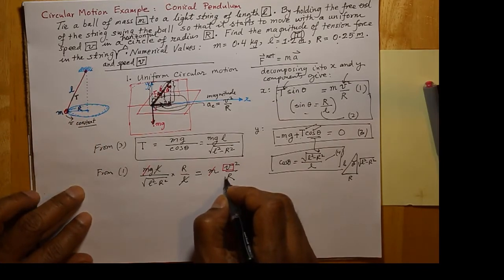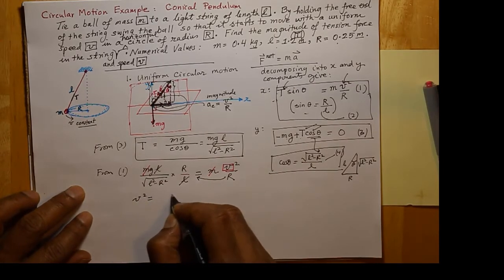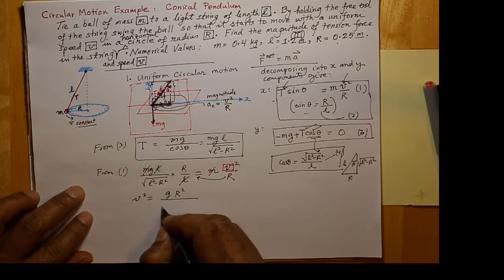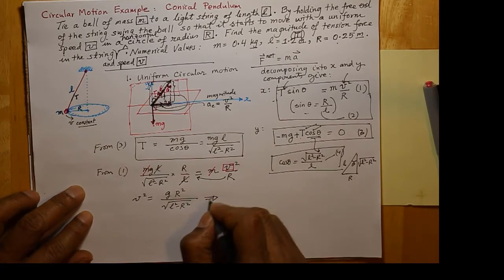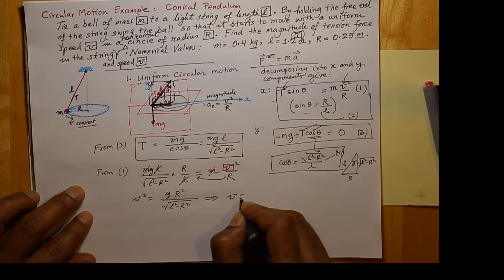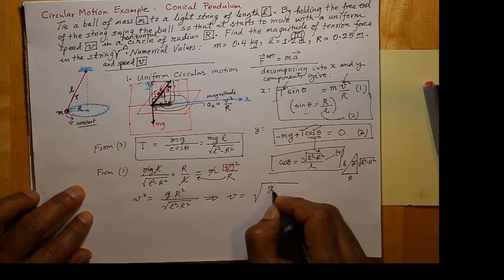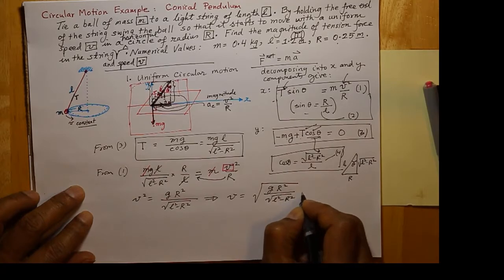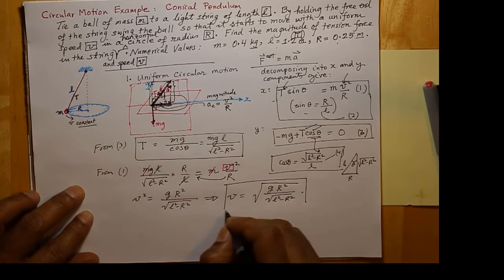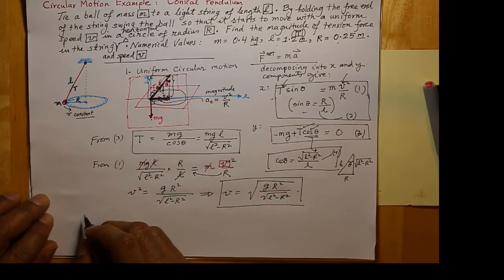So I can put it on the other side. Rearranging gives me v squared equals g R squared over the square root of L squared minus R squared, and v is the speed, so I take a square root, I just keep the positive value, and so I'll get the square root of g R squared over the square root of L squared minus R squared. So with this we have the answers. Now we can use a calculator to get the numerical values.